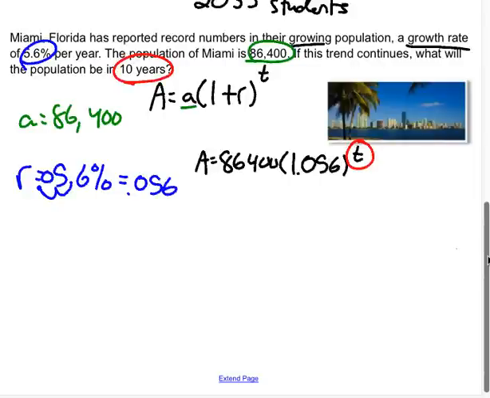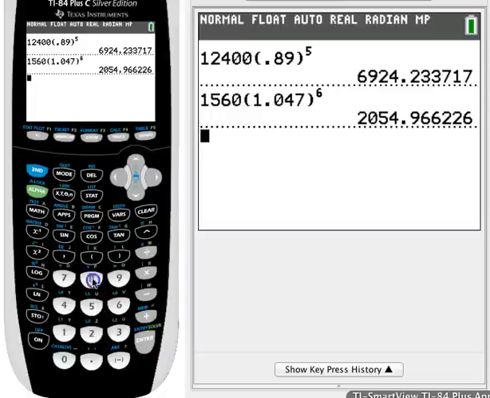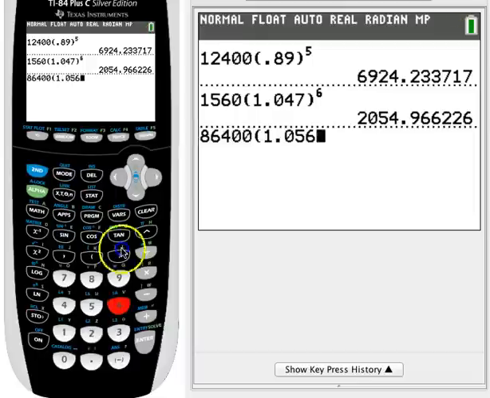I'm curious about 10 years from now. So that's what I'm going to plug in for the time. I'm going to plug in 10. So I get an estimate for 10 years. So 86,400. Then I'm going to plug in a 10. And again, if you plug this in exactly as I have it written here, you will get exactly the right value using your calculator. So 86,400, 1.056 to the 10.